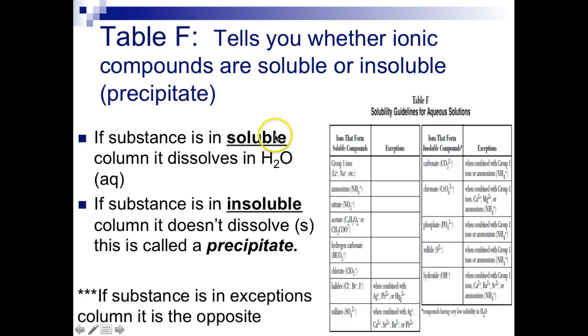So if a substance is in the soluble column, it dissolves in H2O and becomes an aqueous solution. If the substance is insoluble, it does not dissolve and will be called the precipitate. If a substance is in an exception, it is the opposite.